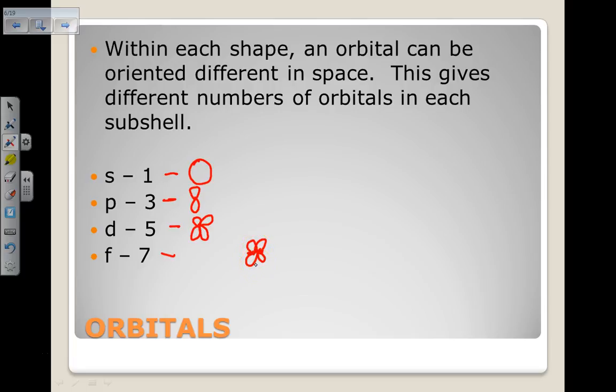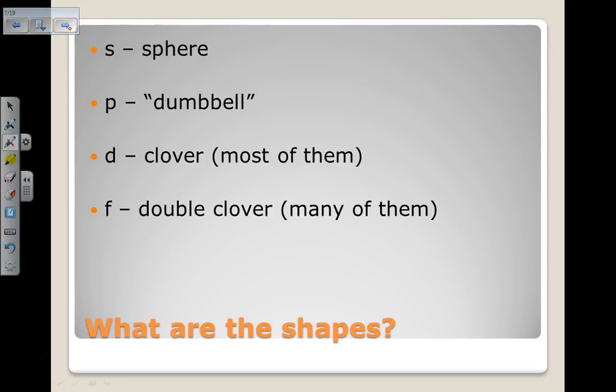There's better pictures coming up, and so this is kind of where I describe them, SPDF, okay? Dumbbell, we call them dumbbell, but it's not really like a dumbbell like this, okay? It's not like that. It's more like a double teardrop like that, okay? That's not really a dumbbell, but that's just the way it works, okay?